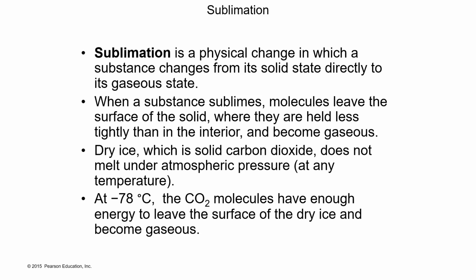Sublimation is a physical change in which a substance changes from its solid state directly to its gaseous state. When a substance sublimes, molecules leave the surface of the solid, where they are held less tightly than the interior, and become gaseous. Dry ice, which is solid carbon dioxide, does not melt under atmospheric pressure at any temperature. And that's because of that phase diagram that you saw earlier. At minus 78 degrees Celsius, the CO2 molecules have enough energy to leave the surface of the dry ice and become a gas.